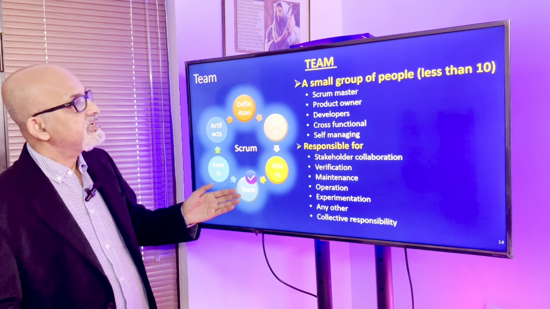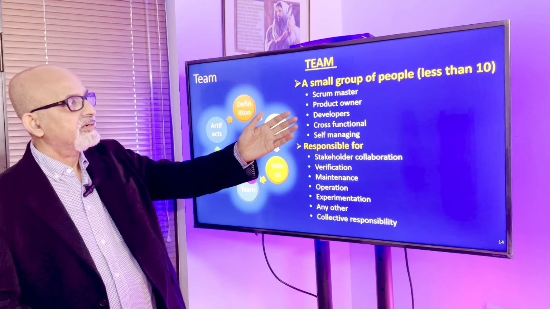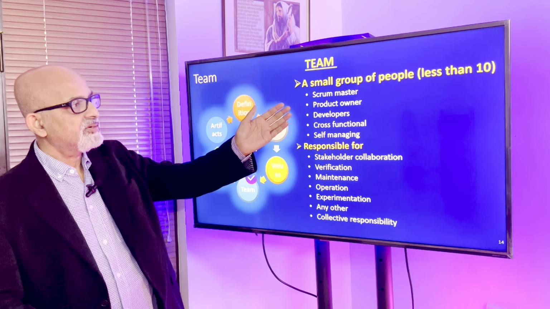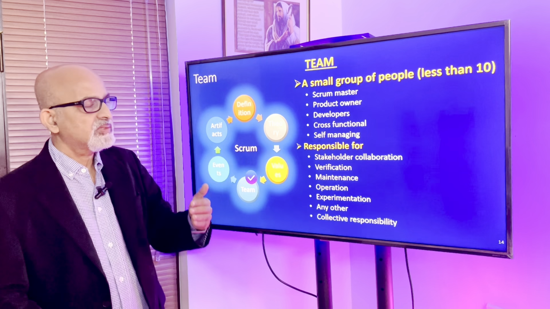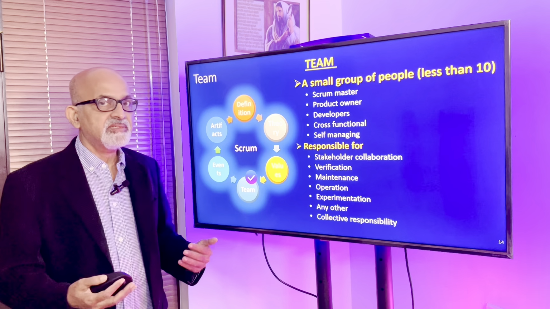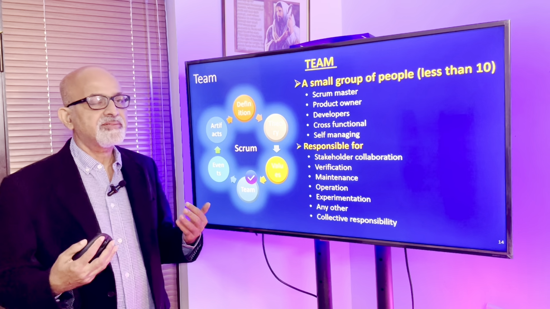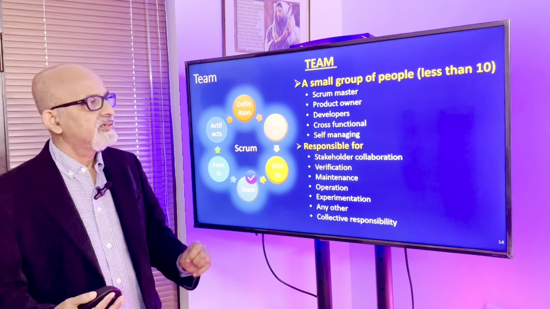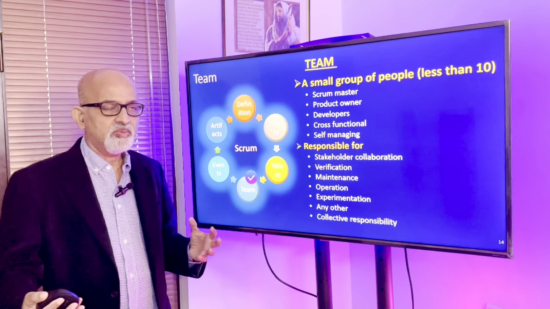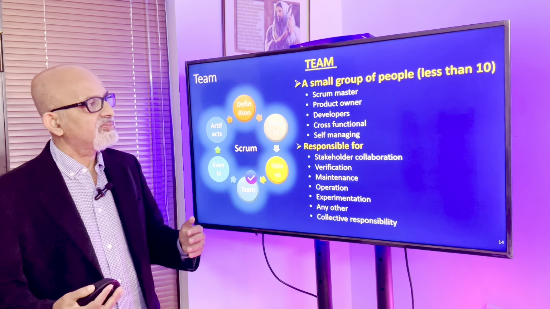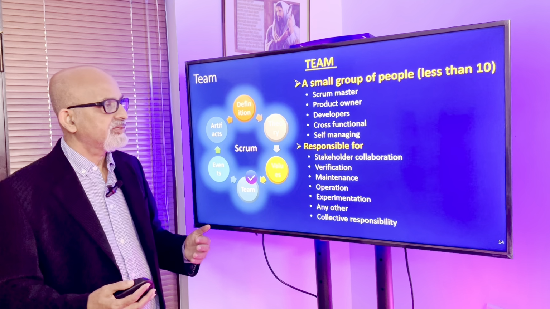Then the Scrum team is a small group of people. Always the team size is less than 10. It includes the Scrum Master, the Product Owner, and developers, and the teams are cross-functional and self-managing. When I say cross-functional, there can be people with testing capabilities, coding capabilities, or architectural capabilities, but everybody is known as a developer. Sometimes the team may include software people as well as hardware people. That is an example of a cross-functional team. They all work together to deliver value to the organization.